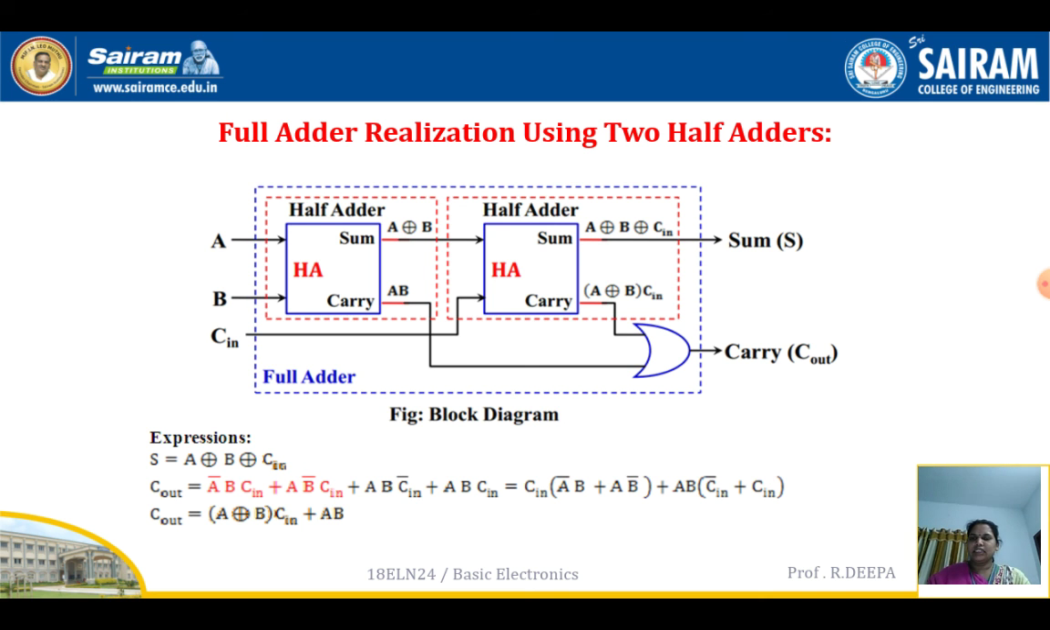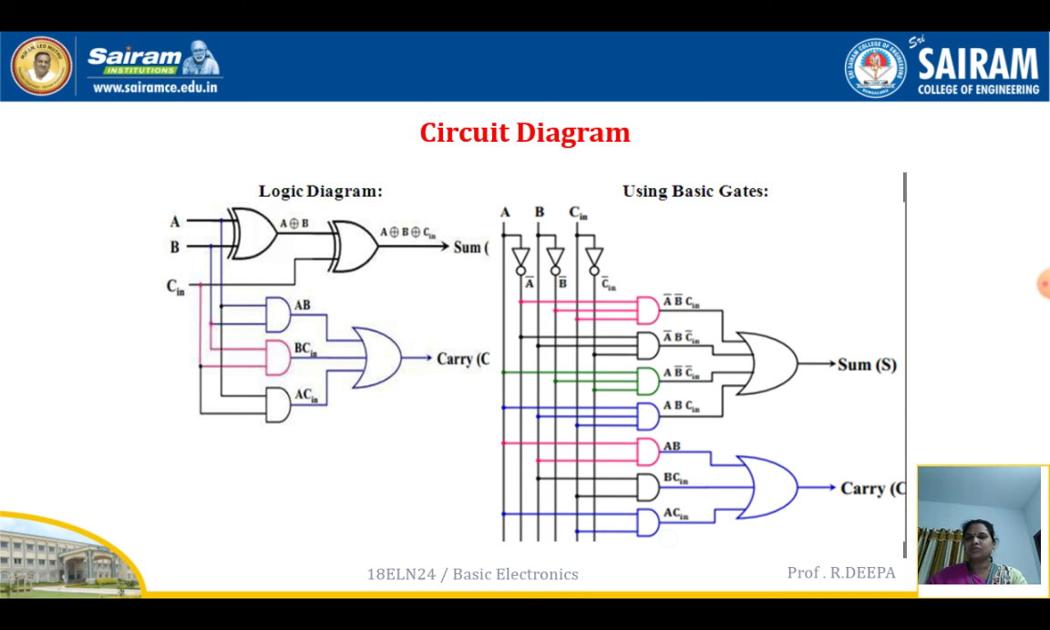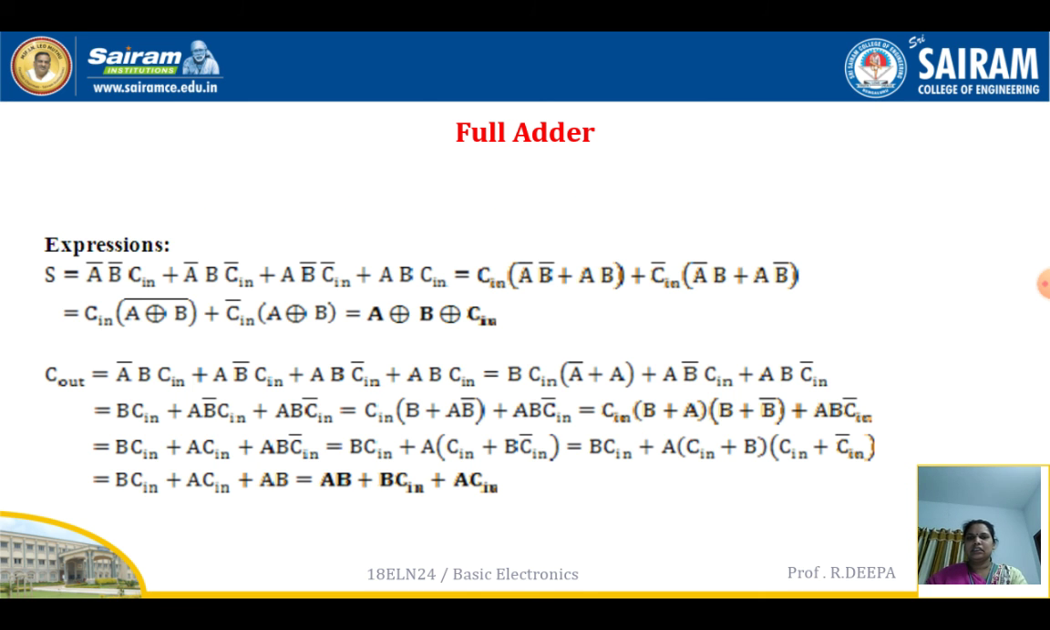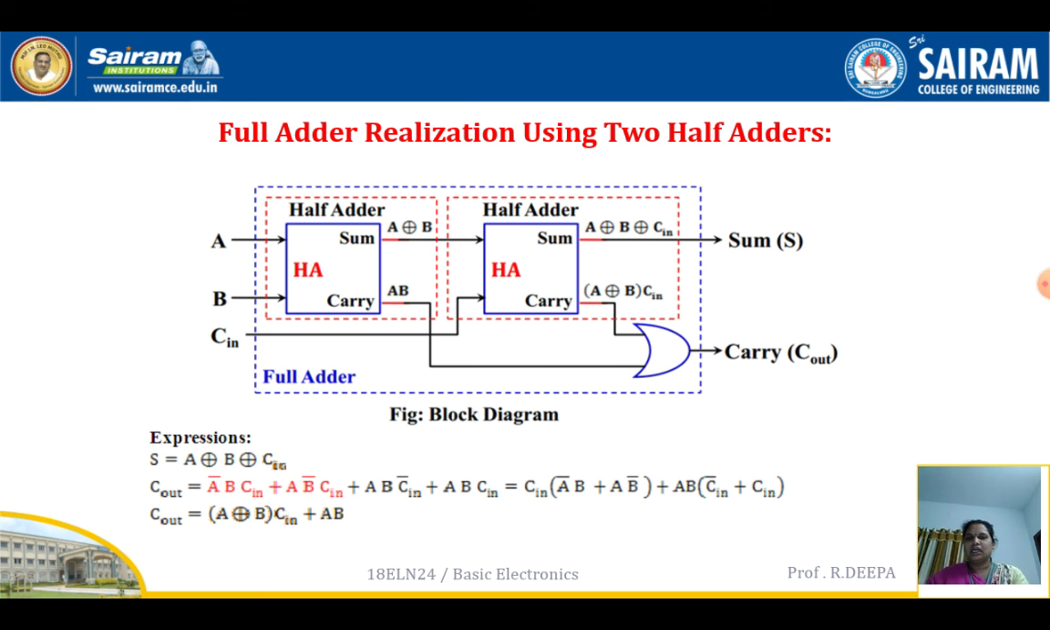Basically the expressions are, for the sum, A exclusive or B exclusive or C in, and for the C out we already have the expression we have seen previously. Using this first equation, we'll simplify, and if you simplify, I get the carry out as A exclusive or B into C in plus A into B. This is implemented using an exclusive OR gate and AND gate, and finally an OR gate.